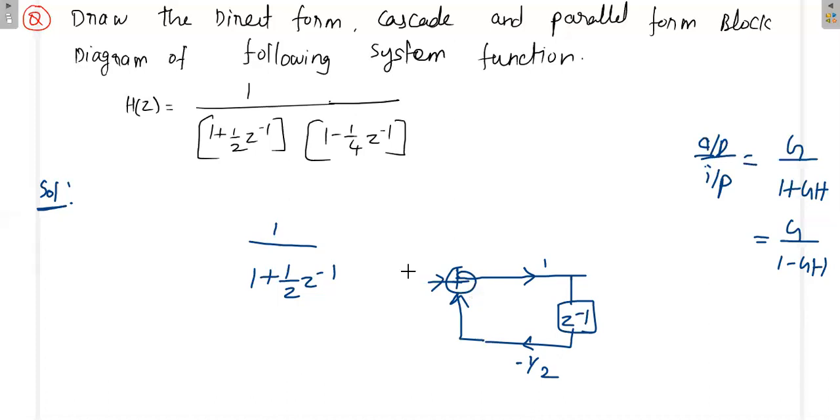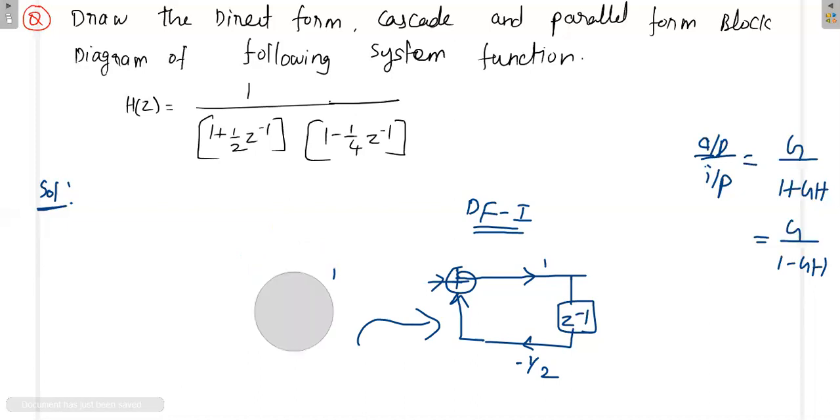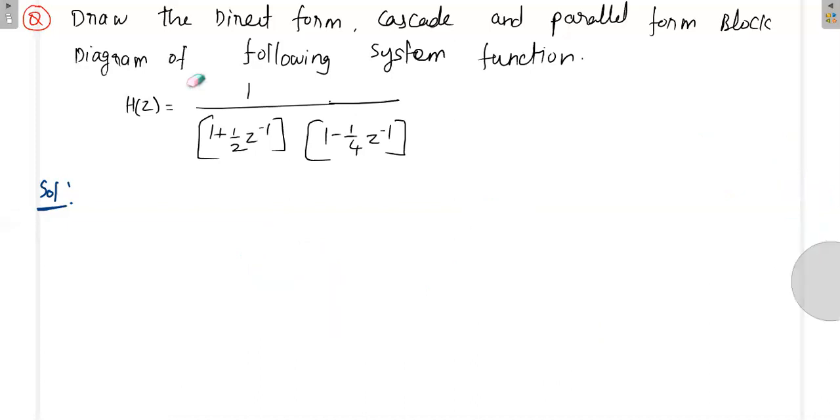Mostly direct form 1 structure, we'll be using some technique that ultimately will lead to this format only. Whenever we go for cascade and parallel form, we'll be getting smaller functions. That time we'll try to use the basics of control system, but I also try to show how to utilize the direct form there. First we'll start with direct form 1.